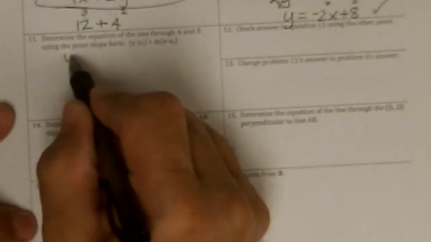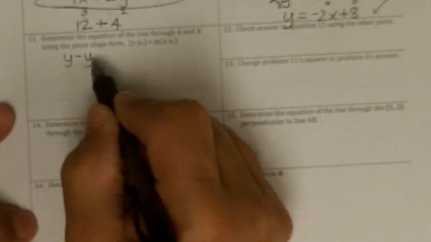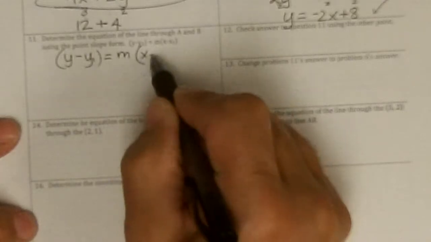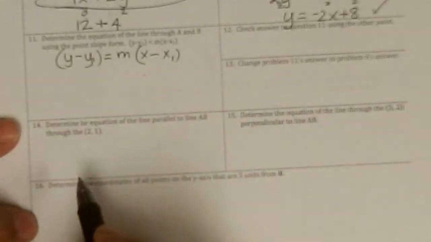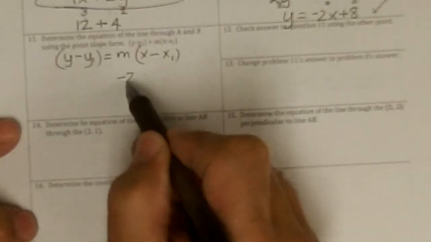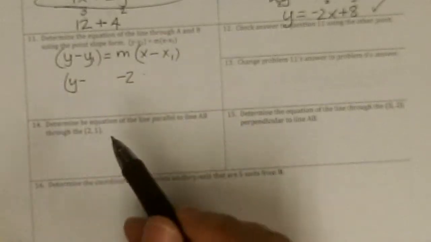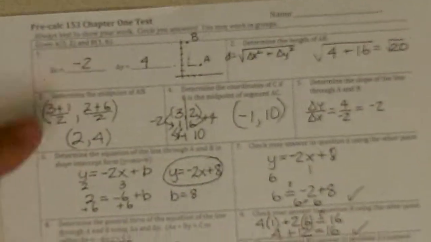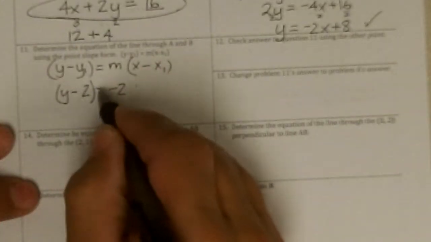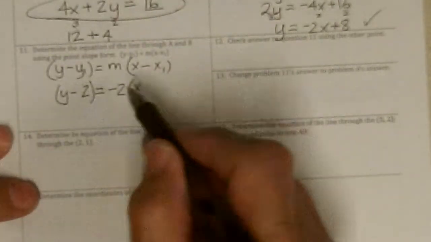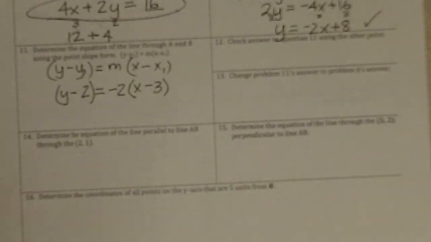Now we're supposed to use this other method, which says y minus y from one of the points equals the slope times x minus x from one of the points. So if I use the slope, which is minus 2, leave the y, but replace the y from one of the points with, let's just use the first point. Y was 2. And x minus x from one of the points, and where y was 2, x was 3, so minus 3. And there's the equation. That's it.